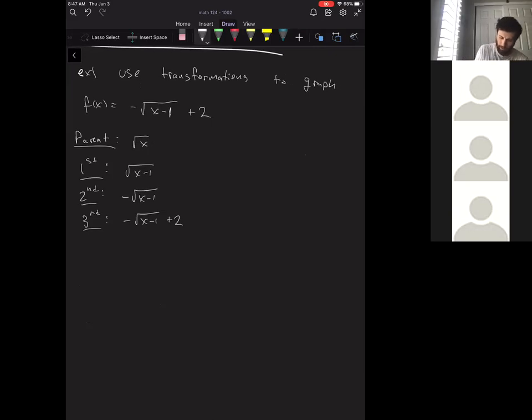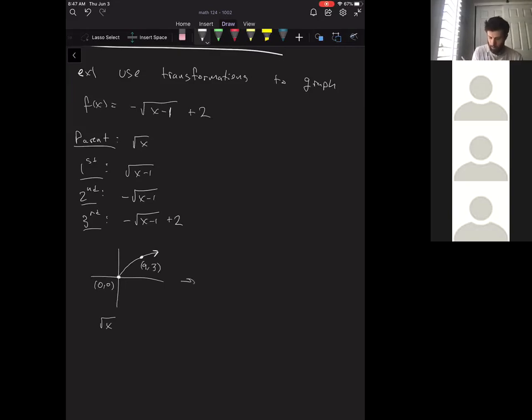So let's start with the parent function. Again, these general shapes are just ones you need to have memorized. So what the square root of x looks like, it starts at the origin, and then it moves up like this. So we have this point 0, 0. Another point we could put on here is the point 9, 3. If we take the square root of 9, we get the number 3. So there's 2 points on this graph.